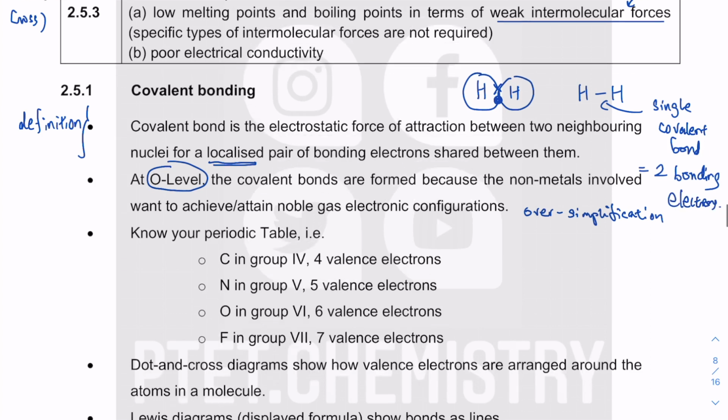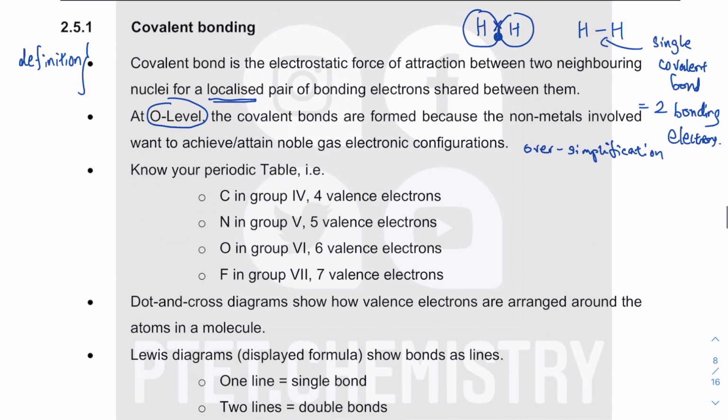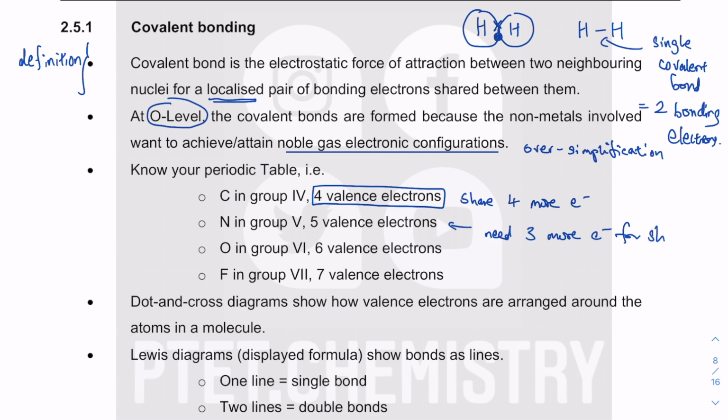All right. So if we look at the periodic table, carbon is in group 4, it has 4 outer shell electrons. In order to achieve the noble gas electronic configuration, it will share 4 more electrons. It needs 4 more electrons because 4 plus 4 will give you 8. So altogether, you need 4 more plus the 4 that you already have around the carbon for the carbon to have noble gas electronic configuration. So this one, group 5, will need 3 more electrons for sharing, and so on and so forth. So that one needs 2 more.